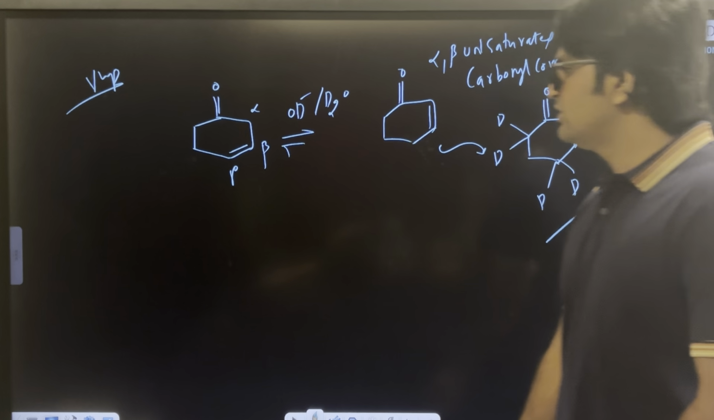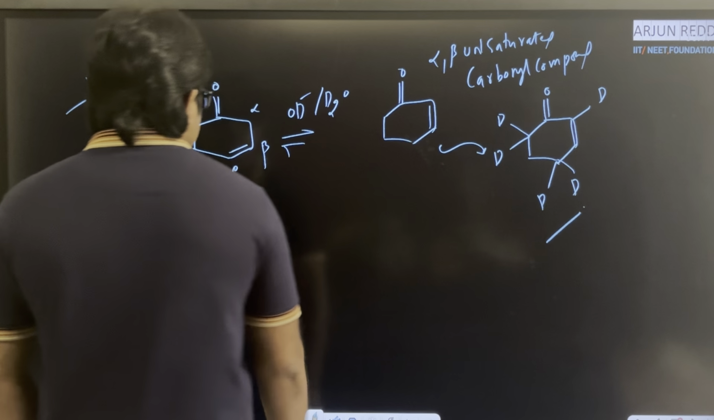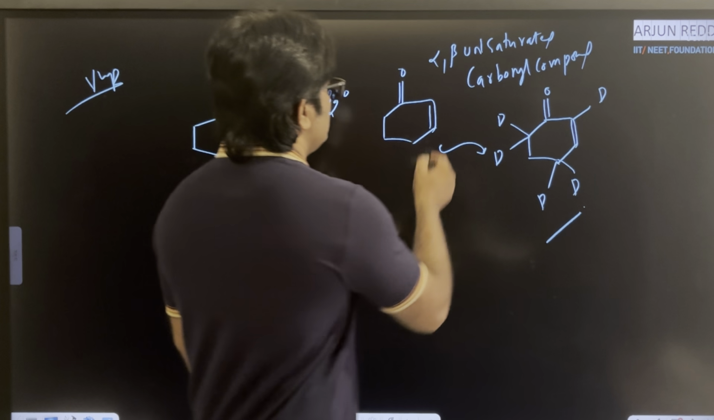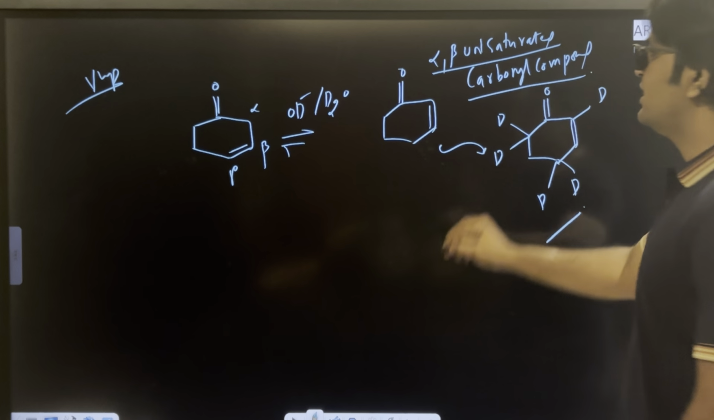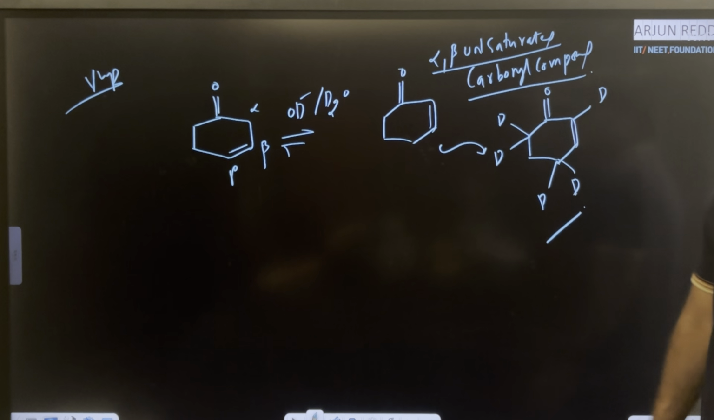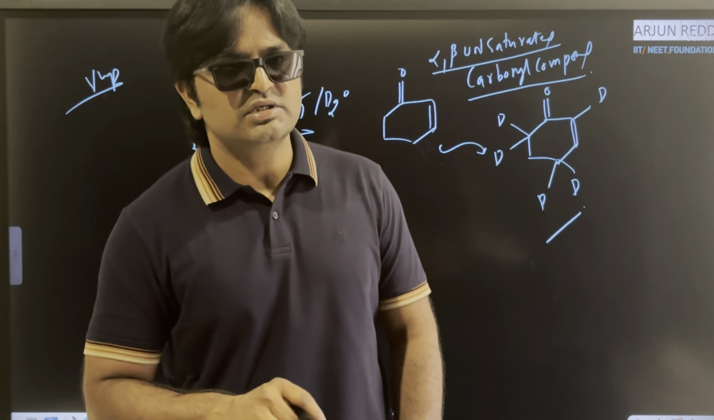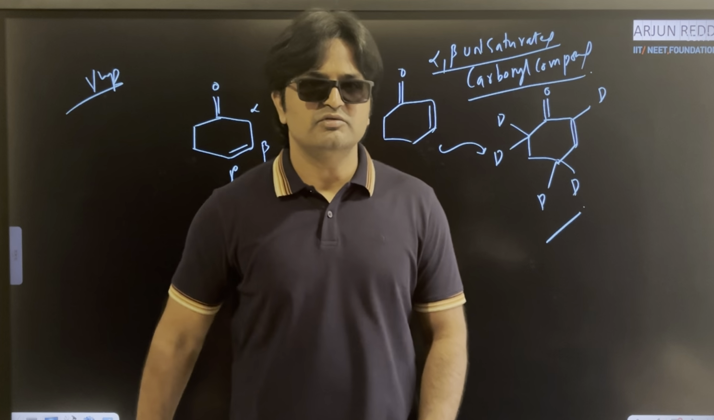Remember this example: whenever a beta gamma unsaturated carbonyl compound is given, it undergoes pi bond migration. What we are getting is an alpha beta unsaturated carbonyl compound. Okay. So these are the examples for tautomerism. In the next video lecture, we will discuss the PYQs. Okay. Thank you.